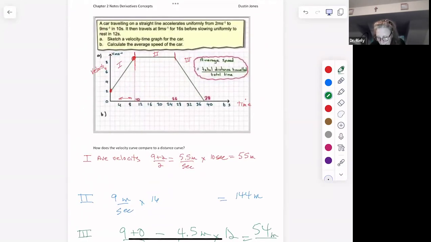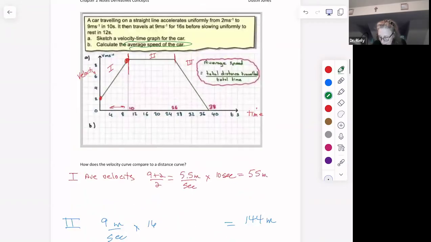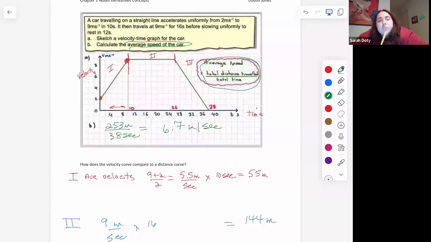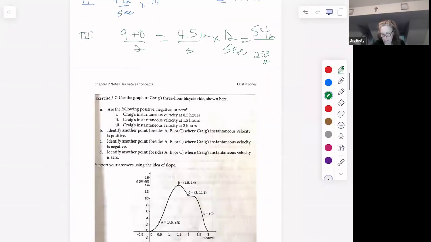So if they ask us to calculate the average speed of the car, the average speed is going to be total distance, which we said was 253 meters, and the total time is 38 seconds. So your average velocity is 6.7 meters per second. Again, this is all average, so it's not the calculus stuff, it's just the average. So if you had the curve, it would be the slope of the secant line. So then we come a little closer to calculus.